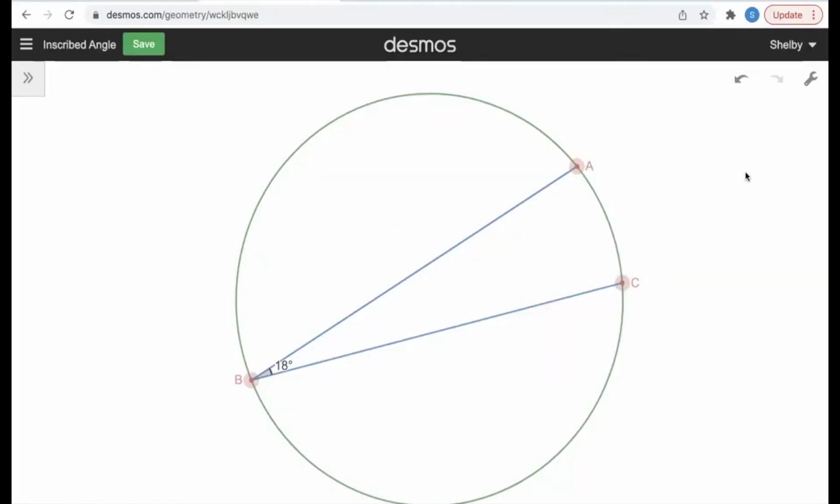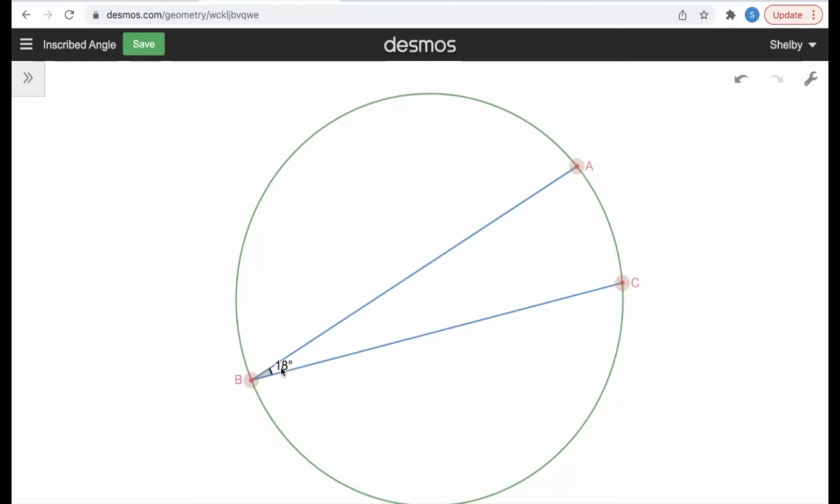Now we are looking at another angle in a circle, but notice that this angle is not a central angle. It is not in the center of the circle. This type of angle is what's called an inscribed angle. And notice that AB, this line segment, is a chord, and so is line segment BC. These are both chords. So an inscribed angle is an angle formed by two chords that share an endpoint.